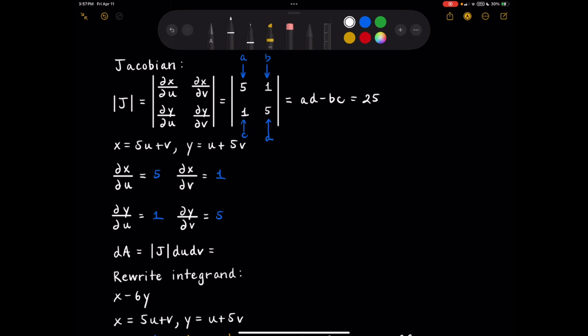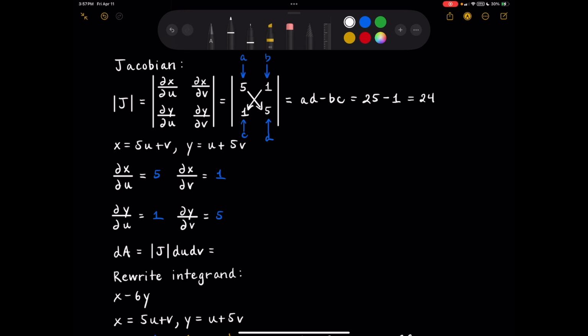The way I like to do it also is I draw this diagonal arrow like this, and I multiply those corresponding entries, so that's the AD. And then I do this diagonal like this. So this is 1 times 1, or B times C. So we're going to subtract 1, right? And 25 minus 1, that's just 24. So hope that made sense.